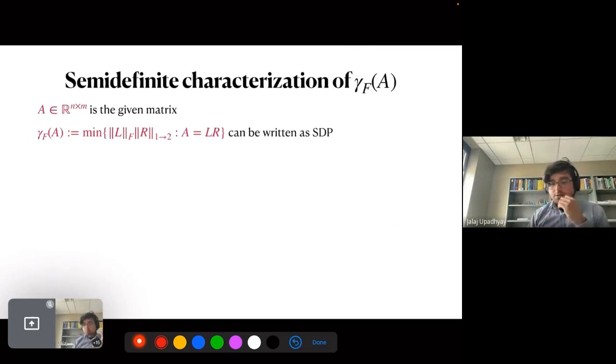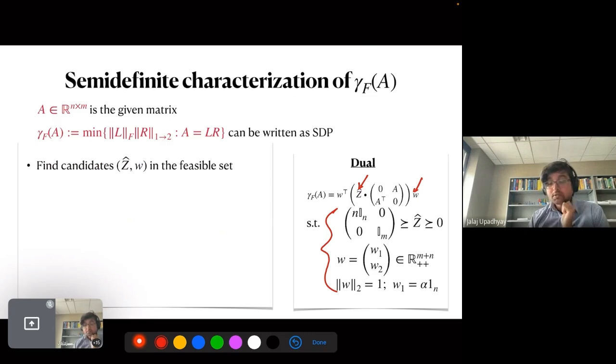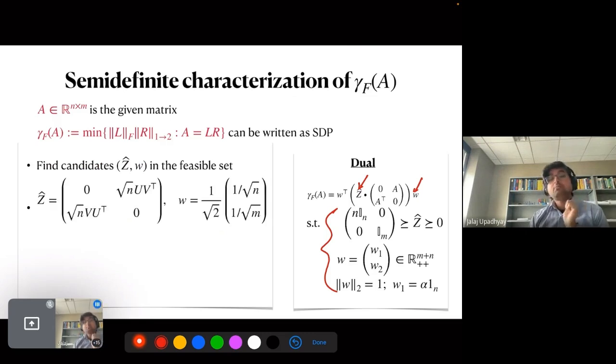So you recall the semidefinite characterization. What did we have there? I had this nice dual form. All I have to do is find a candidate z hat and w that is in the constraint space. That's all I have to do. So I pick them in this nice way. Of course, they have to satisfy all the properties.